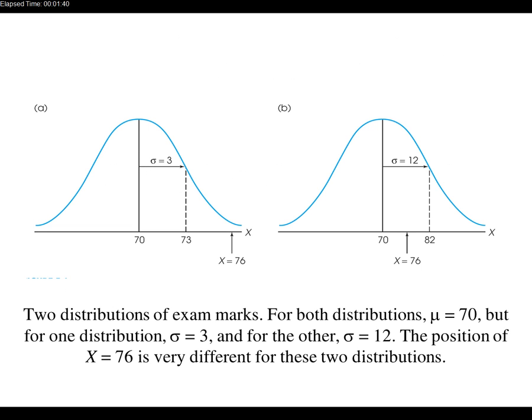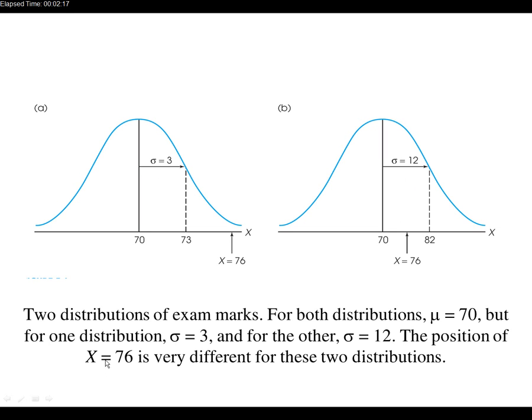Let's take a look. Two distributions of exam marks, one on the left and one on the right, A and B. For both distributions, the mean is 70. See, right here, here's the mean, and it's 70. Here's the mean, and it's 70. All right. The standard deviation for one distribution equals 3, and the other, the standard deviation equals 12. So in this curve, the standard deviation equals 3, and in this one it equals 12.